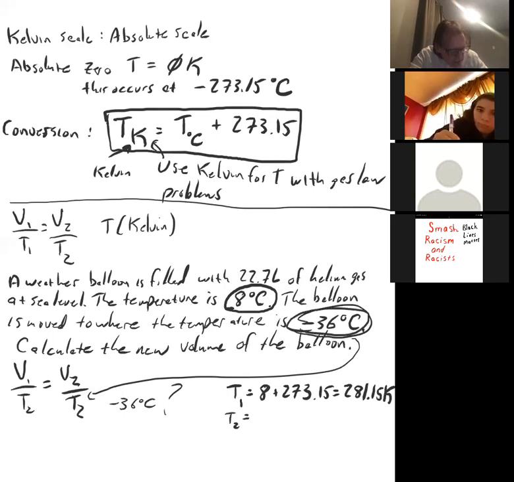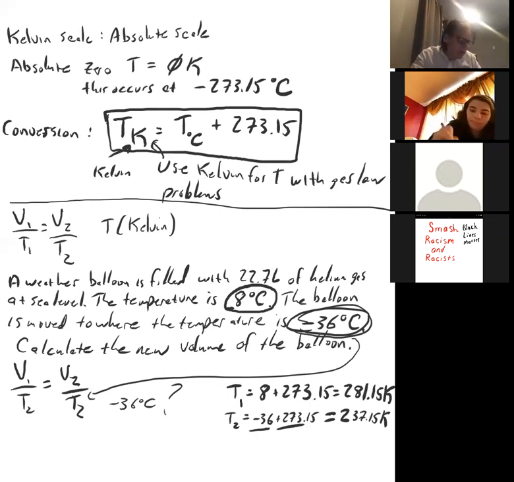Let's do the second one, T2. Negative 36, so negative 36 plus 273.15. So that is what, negative, so that would be 237. I think it's negative 237.15 K. Let me check that. 273.15 minus 36. Yeah, 237. There we go, right? Negative 36 plus 273 would be 237. So there's your temperatures in Kelvin.